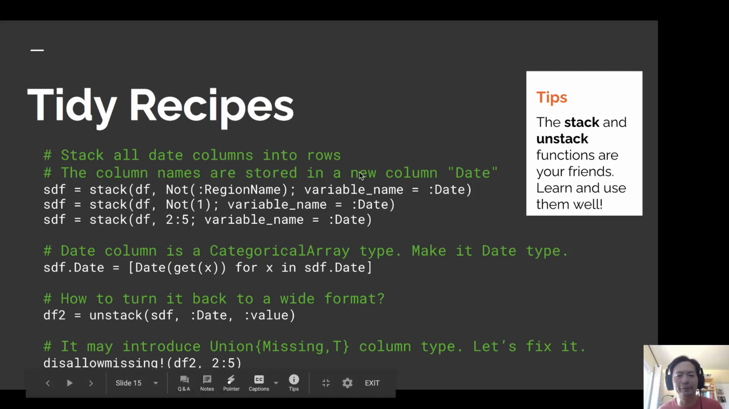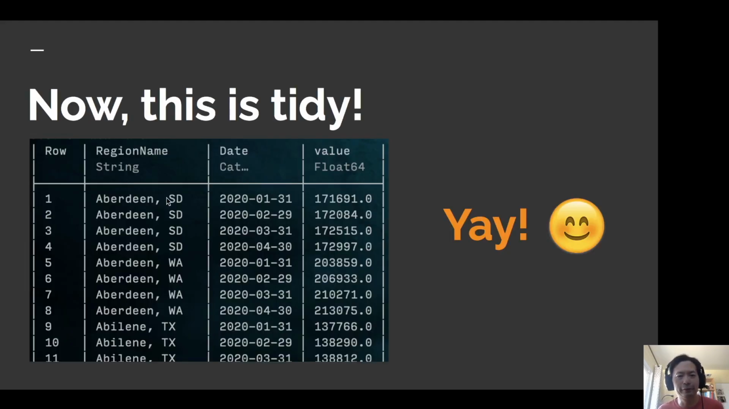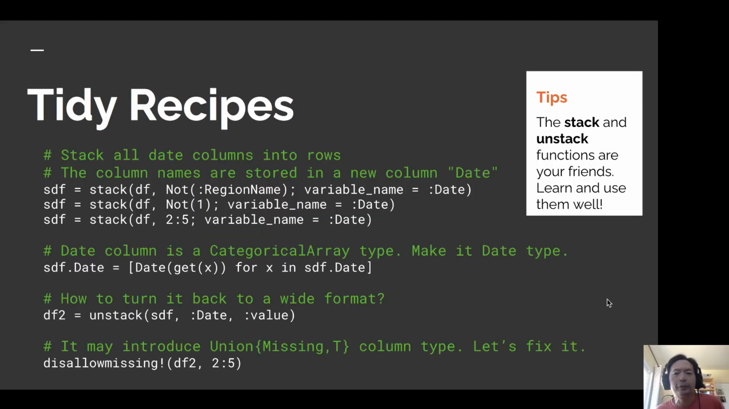So in this example, when I stack the data frame, I will keep the region name and not touch it, right? And I will take all the rest of the columns and stack them and turn them into values, one value per row. And in order to distinguish every row for that region, I have to have a date column. So that's how you can see it here, right? For Aberdeen SD, you got 4 rows, and each row has a different date in it. So that's why date becomes a column.